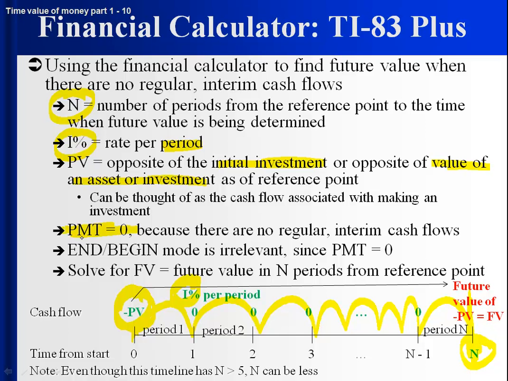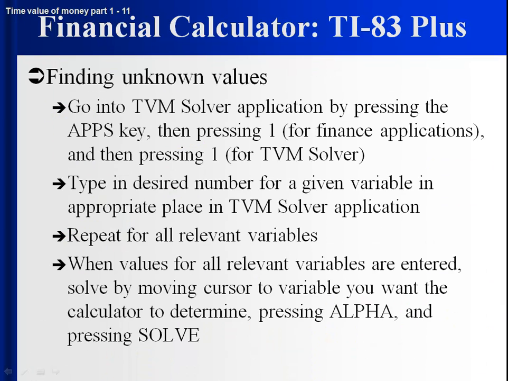In this case, we're going to set payment equal to 0 because there are no regular interim cash flows. The mode's irrelevant, and now we're ready to figure out what the future value is, and we'll do that by solving for FV. I'll show you in a second how we actually solve for FV. It will give us the future value. It's basically saying if we put in PV at time 0 and earn I percent for N periods, solving for FV tells us how much we would get back from the bank, or from our investment. So how do we put in all these numbers? How do we figure out what FV is?